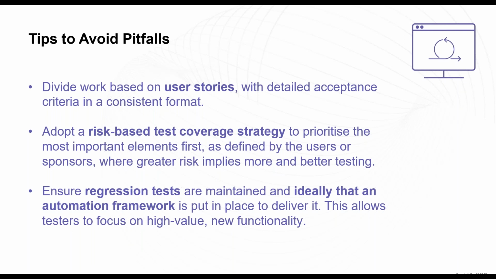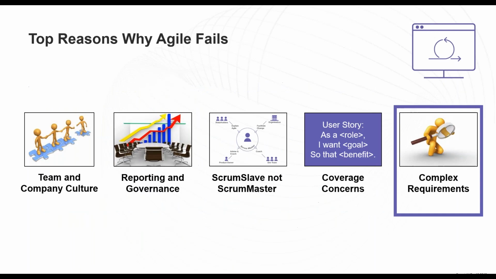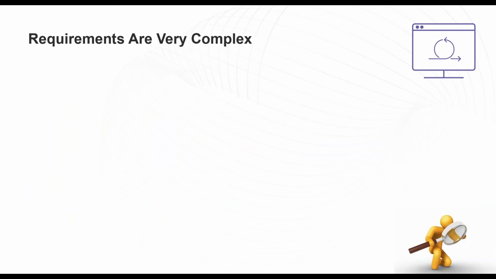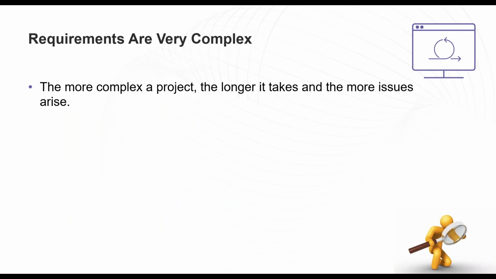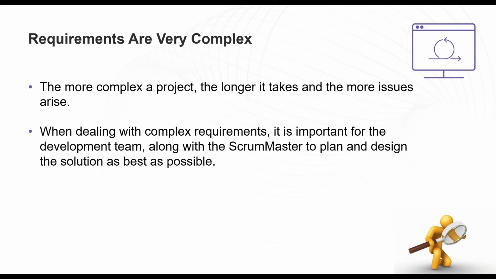Our 5th and final challenge or regular failure that we see around Agile is the issue where requirements are very complex. Sometimes you have very detailed and difficult requirements, especially on the more complex projects where there are multiple integration points or considerations around compatibility. When dealing with complex requirements, it's important that the development team, along with the Scrum Master, plan the solution as best as possible, and make sure they fully understand those complex requirements and whether they can be broken into smaller user stories, iterated over time.